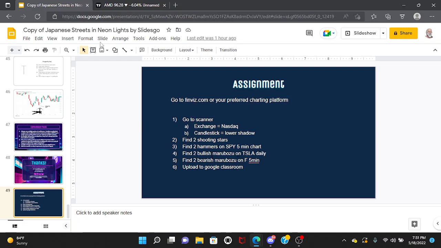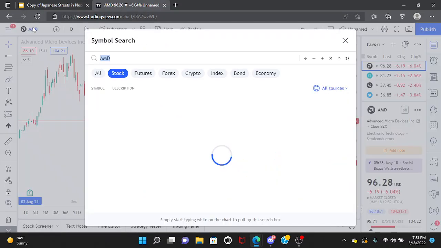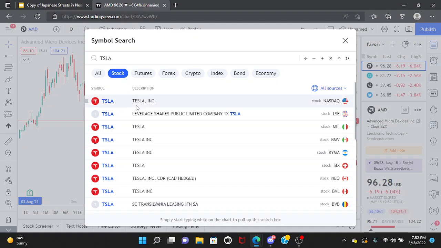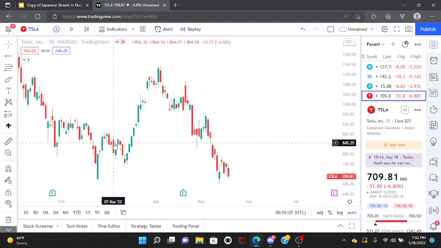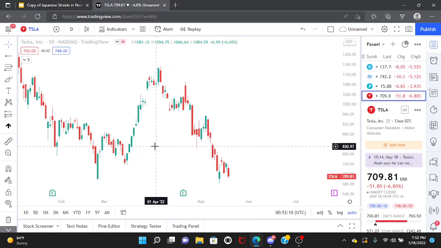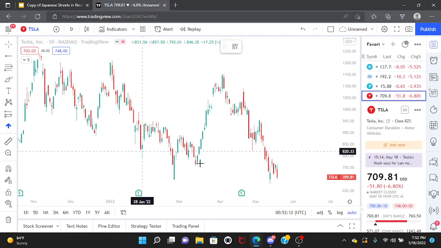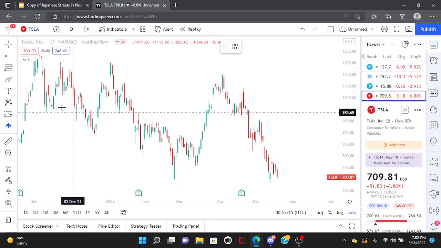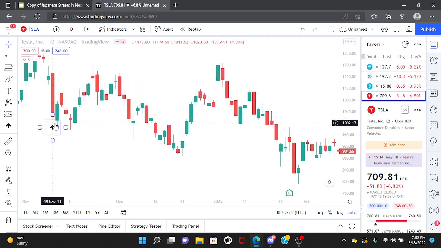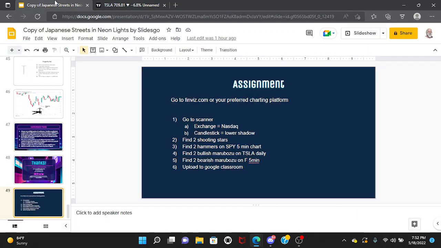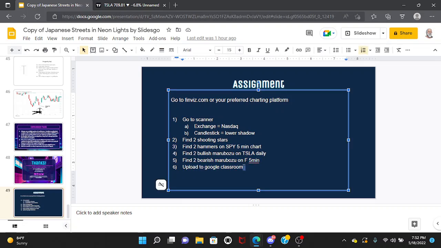I want you guys to go to Tesla Daily and then find two bearish Marubozu candles. Shouldn't be hard. I see like 5 or 6 just right here. So just go in, do a little arrow. See, we can call this a Marubozu right here. Long body, open, close. We close at the lows. So I want you to find some Marubozus. I want you to find some bullish and some bearish, and then upload those to the Google Classroom.